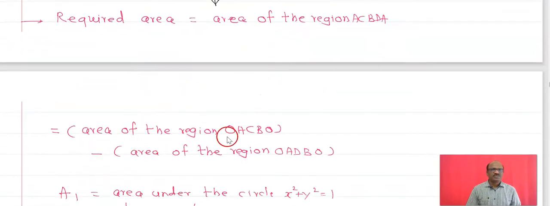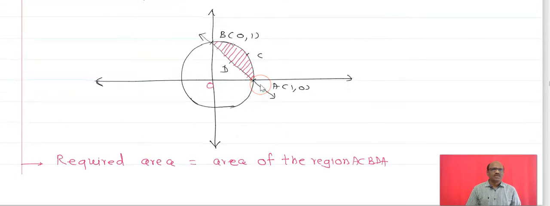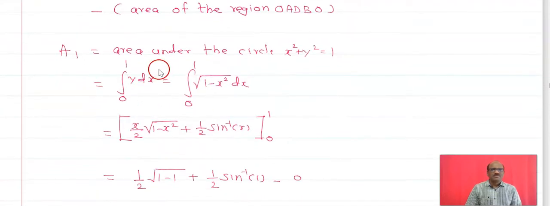That is the area of the region O, A, C, B, O minus area O, A, D, B, O. This is the area under the circle x square plus y square is equal to 1. That is integral 0 to 1 y dx. The value of y is under root of 1 minus x square, integral 0 to 1 dx.